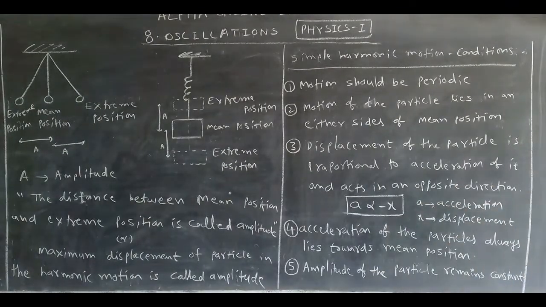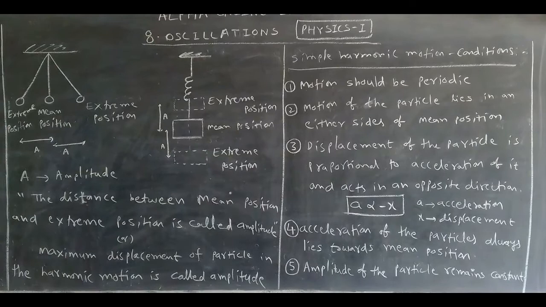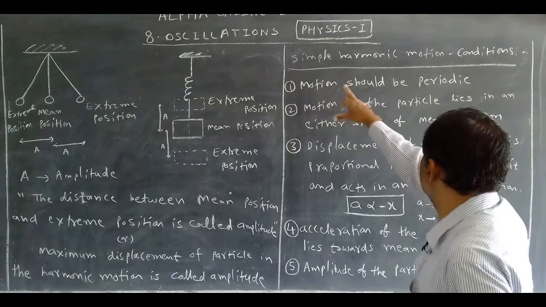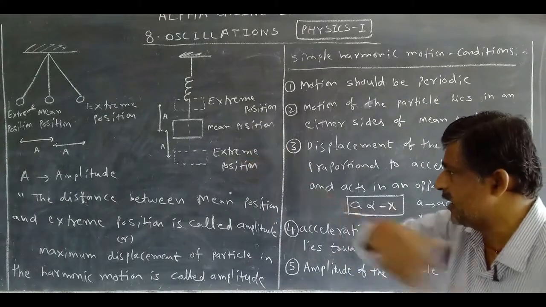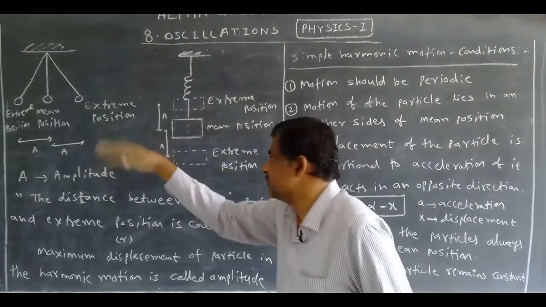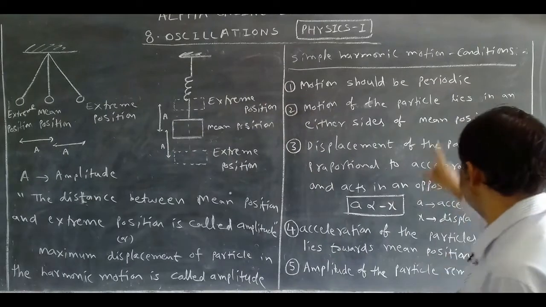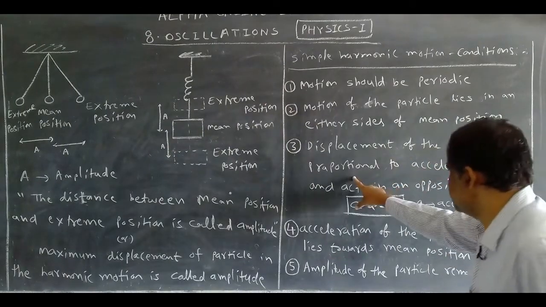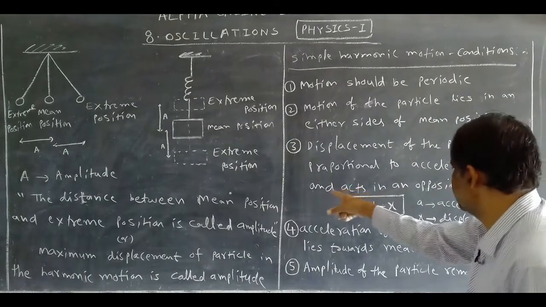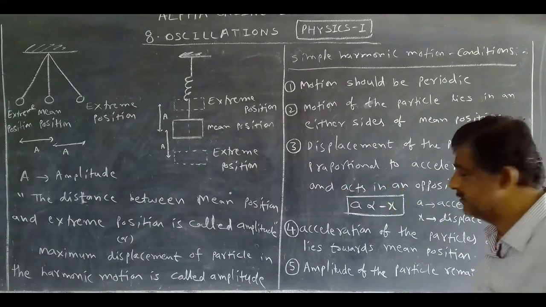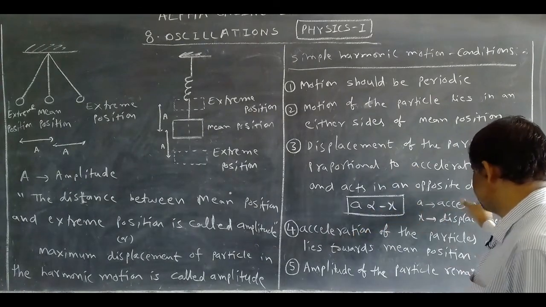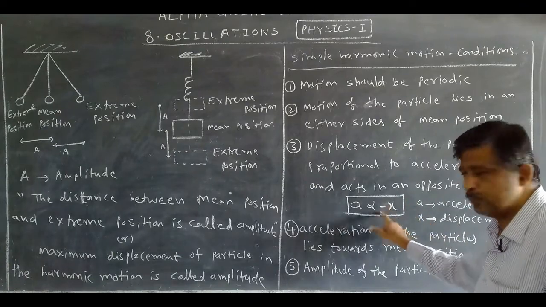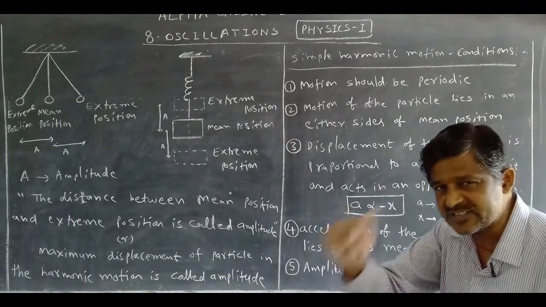If the particle lies in SHM, simple harmonic motion, it must have these conditions. Motion should be periodic, meaning repeated. Motion of the particle lies on either side of the mean position. Displacement of the particle is proportional to acceleration of it and acts in the opposite direction. The equation is A proportional to minus x, A acceleration, x displacement. Now we want to prove this. This is important for the 8 marks question in this chapter.